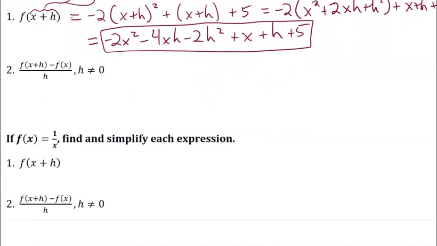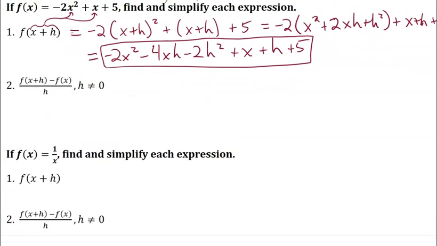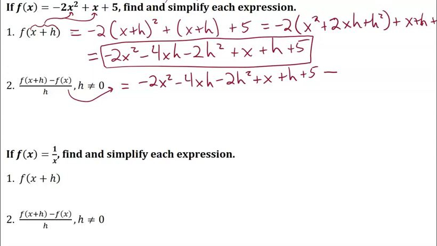So now for this one, we're doing a little bit more with it. So it's f of x plus h, which we actually just evaluated, so we don't need to write that out again, minus f of x, the original function, all divided by h, okay? So this is equal to, and again, I'm just going to copy this from part 1. So negative 2x squared minus 4xh minus 2h squared plus x plus h plus 5. Okay, so that's the f of x plus h minus f of x.